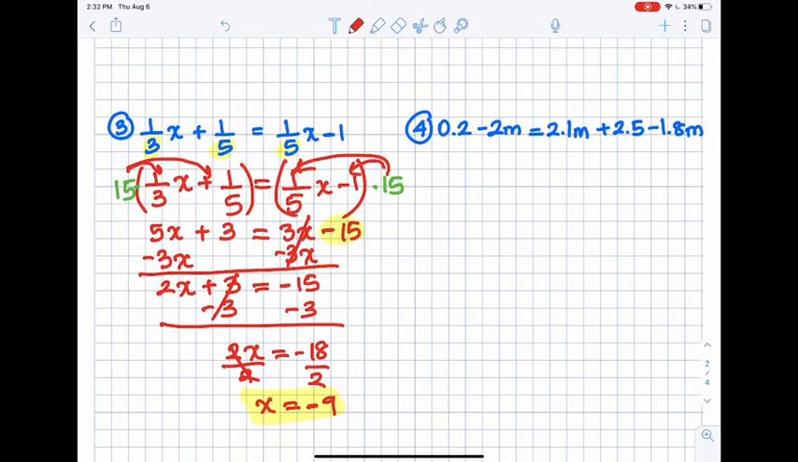Question number 4 has decimals. We would like to clear these decimals first. To do this, there are multiple ways you can do it. You can just do the operations based on the decimals. You can change these decimals into fractions, and you can do the same steps we did with question number 3. Or you can multiply both sides of the equation by 10 to convert these decimals to whole numbers or integers.